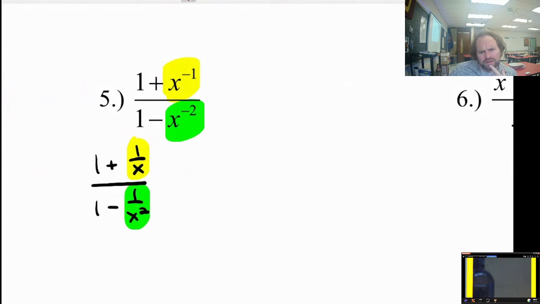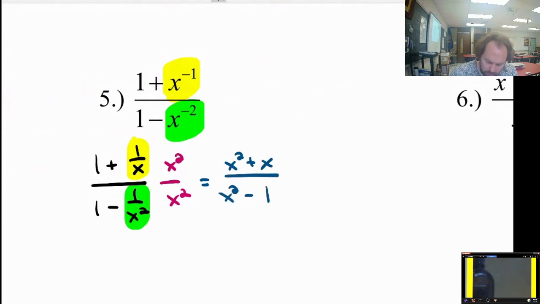Or no, would you need the x squared? You would need the x squared. I'm thinking greatest common factor. Least common multiple, you got to have everything. So x squared over x squared we're going to multiply by. This is going to give us x squared plus x on top and x squared minus 1 on the bottom.